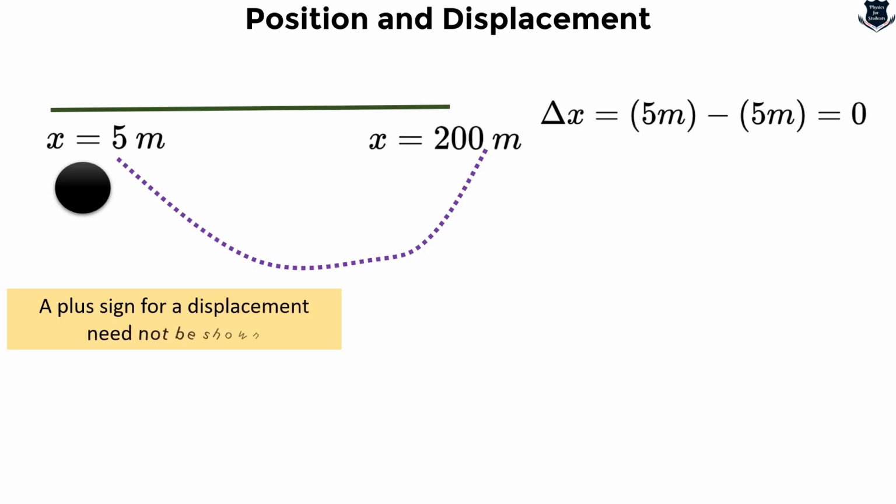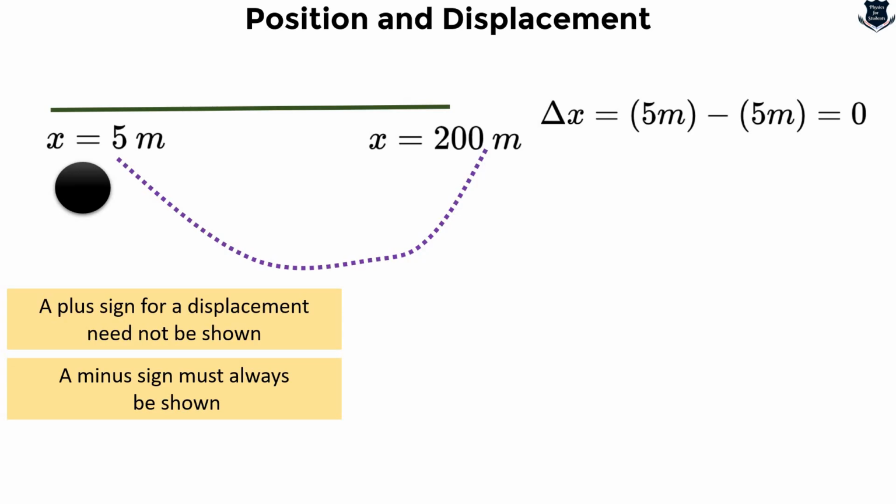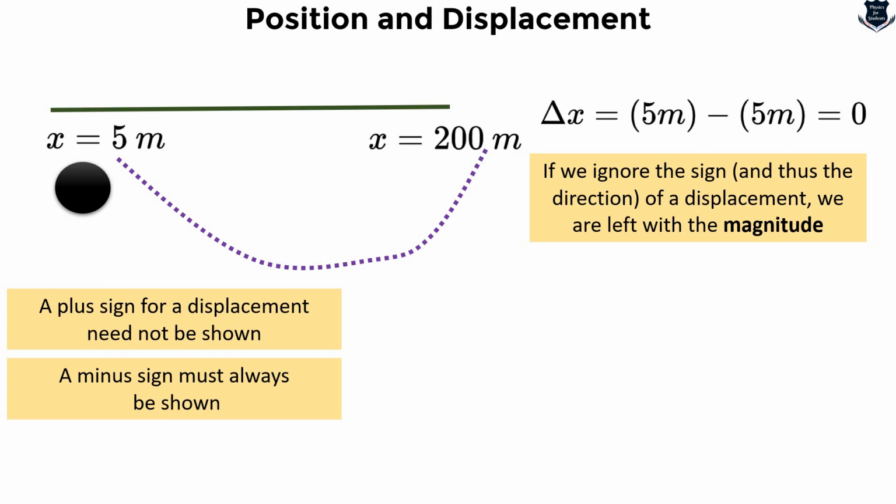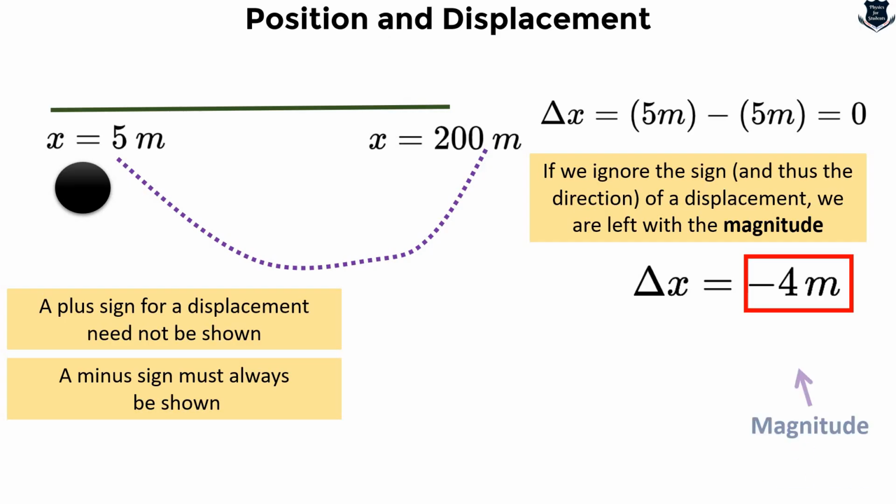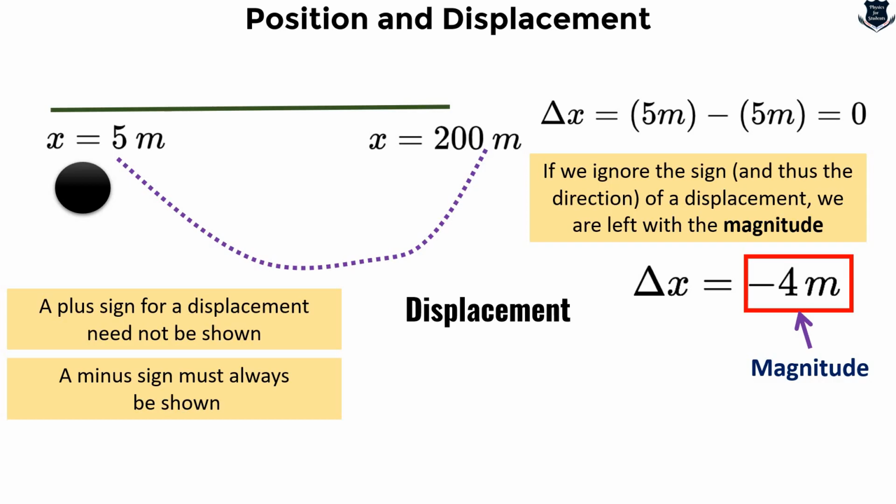Also what is important is that a plus sign for a displacement need not be shown, but a minus sign, as I have told earlier, cannot be ignored. Now if we ignore the sign, that is the direction of a displacement, we are left with just the magnitude. For example, delta x equals minus 4 m has a magnitude of 4 m. It is also important to note that displacement is a vector quantity, which is a quantity that has both direction and magnitude, and we will explore more on that.